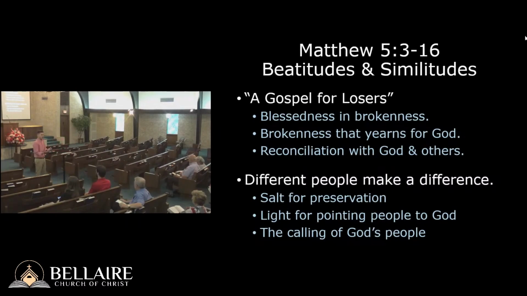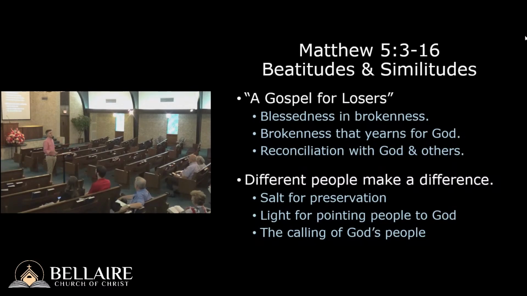You can try really hard, I guess, to be salt and light. But if you're not the kind of person that the Beatitudes have just described, then you never will be salt and you never will be light, right? The similitudes, the salt of the earth, the light of the world, that's the natural effect that the kingdom citizens have when they are the people described by the Beatitudes. So there's an order you have to get right here.